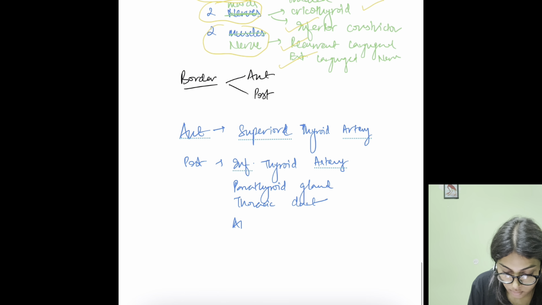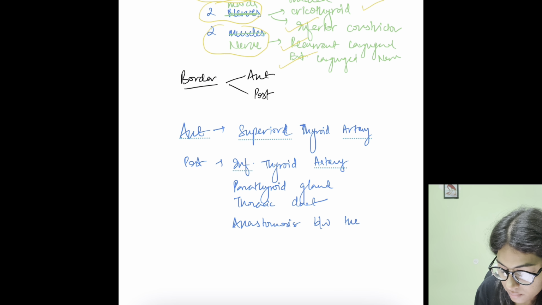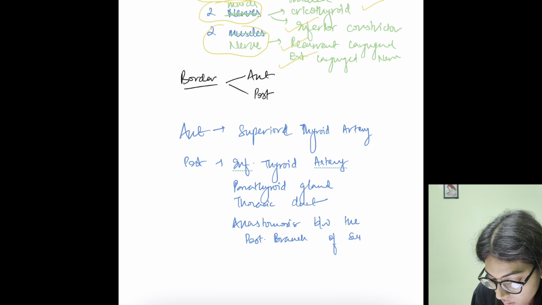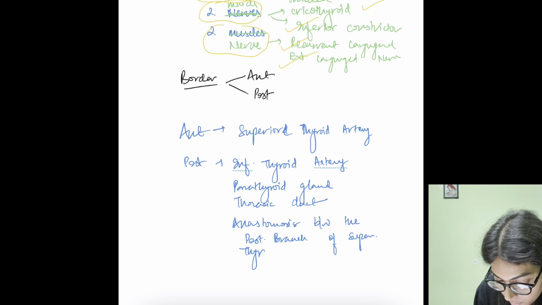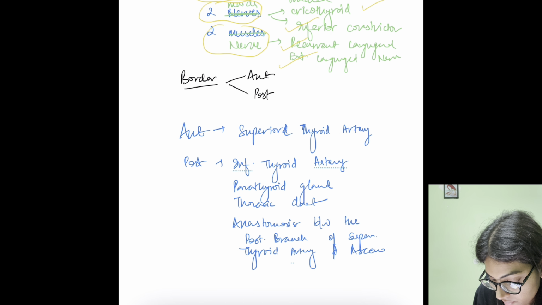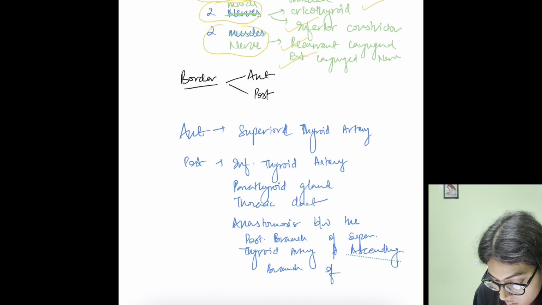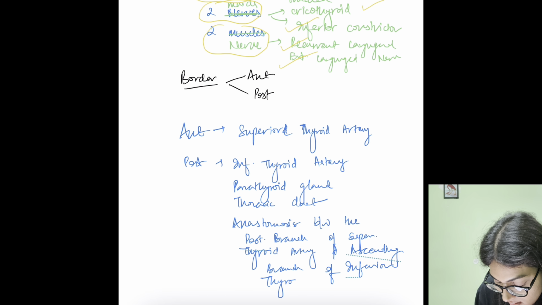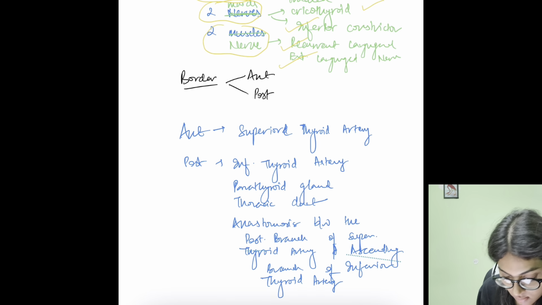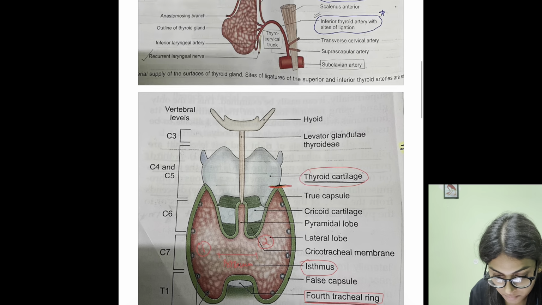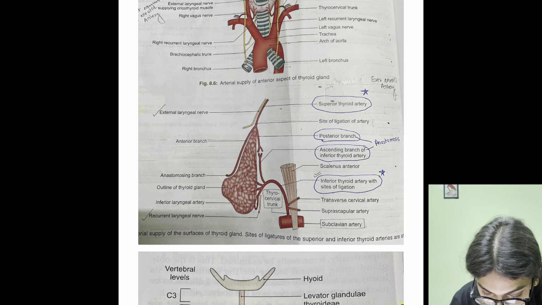and there is an anastomosis between the posterior branch of the superior thyroid artery and the ascending branch of the inferior thyroid artery. So in the diagram we can see there is an anastomosis.